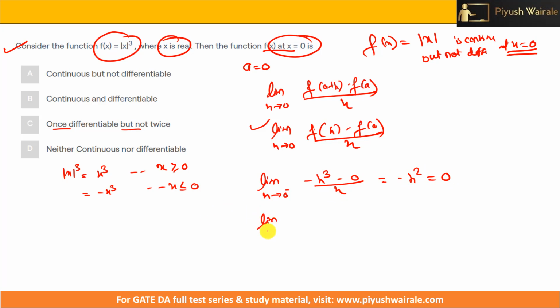Same for the right hand limit, right? So limit h tends to 0 plus, that is right hand limit. Instead of x cube it will be h cube, minus f of 0, that is basically 0, right? Divided by h, so again h square, so it will again be 0. So here you can see it is differentiable at x equals 0, right? So option B will be correct.